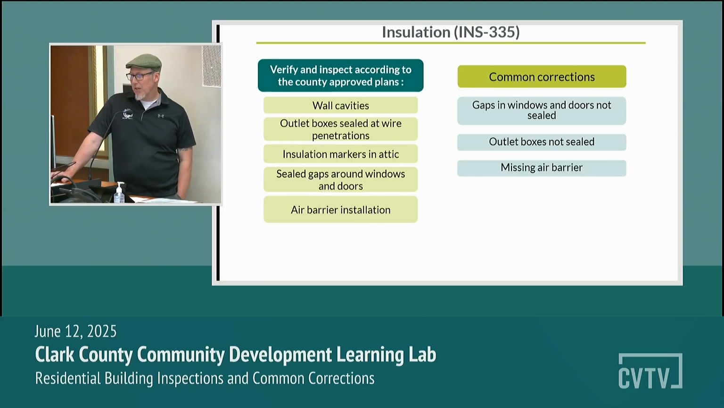We want to verify that insulation markers are in the attic and visible from the attic access. We check that all the gaps around the windows and doors are sealed, and we verify that any required air barriers are installed, for example, between the first and second floor and the floor cavity. Some of the common corrections on this would be gaps in windows and doors are not sealed, outlet boxes not sealed, and missing the air barrier or air barrier improperly installed.